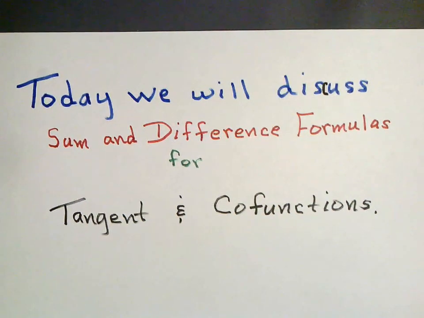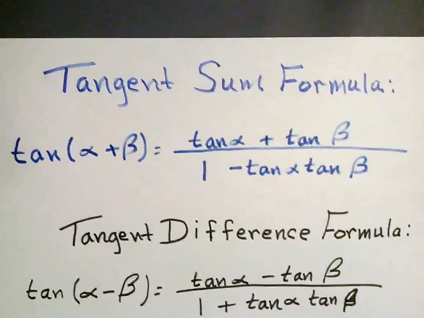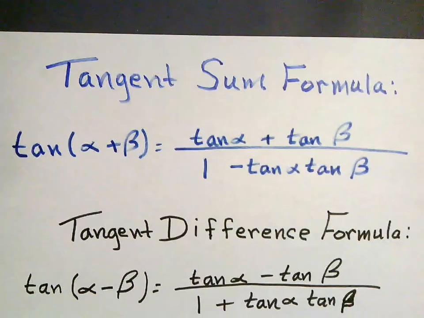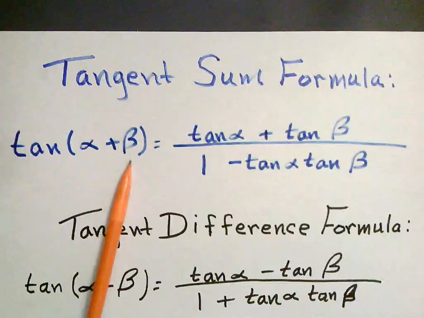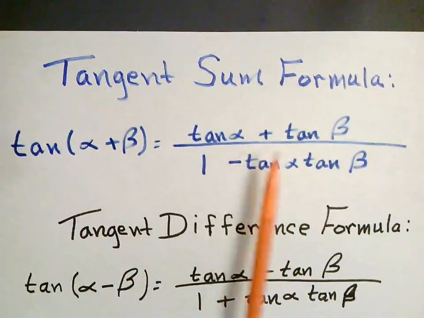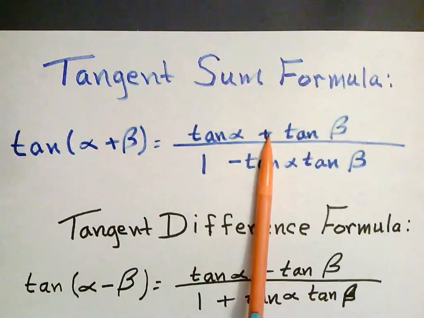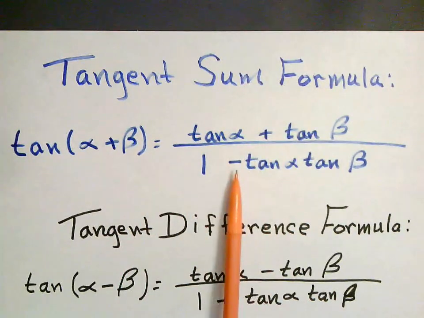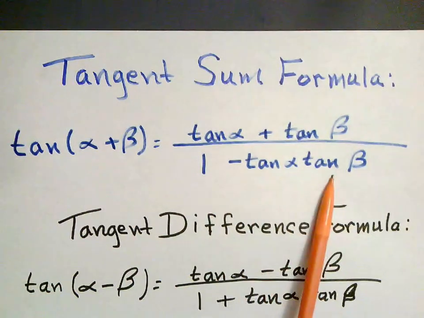Today, we will discuss sum and difference formulas for tangent and cofunctions. We have two formulas for tangent. The tangent of the sum of angles alpha plus beta is equal to tan of alpha plus tan of beta. Notice the plus sign here and the plus sign in the numerator, but the sign is opposite in the denominator, so it's 1 minus the tan of alpha times the tan of beta.